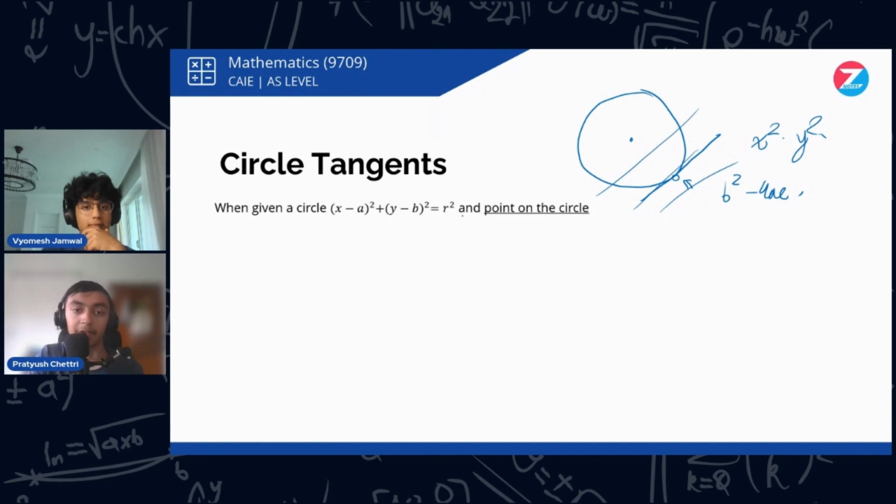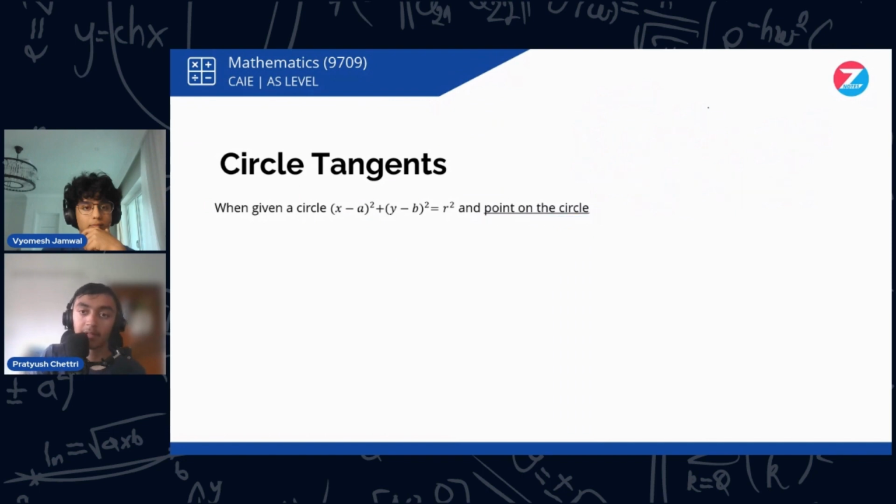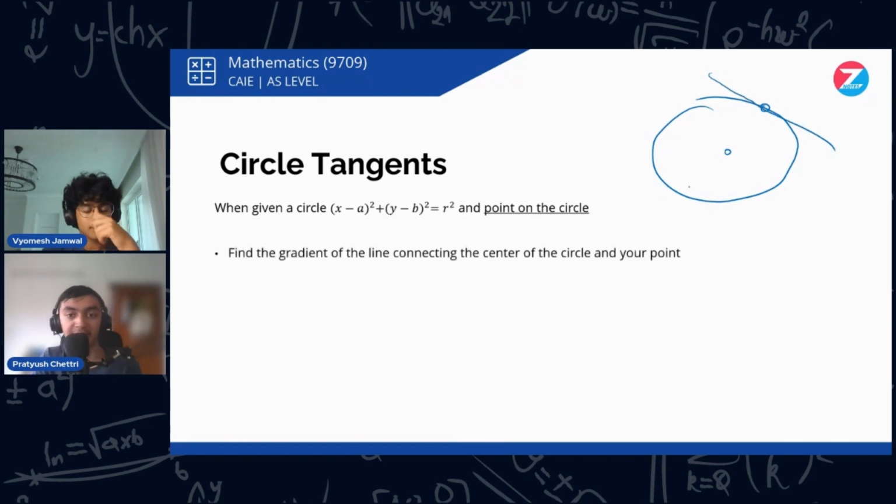Let's say you're given the circle and you're given a point on that circle. Okay, I'm just going to clear this circle here. You're given this point, right? Find the tangent at that point. Let's say they're asking to find the tangent at that point. How do we do that? First, we need the gradient of the line connecting the center, name it C, and your point.